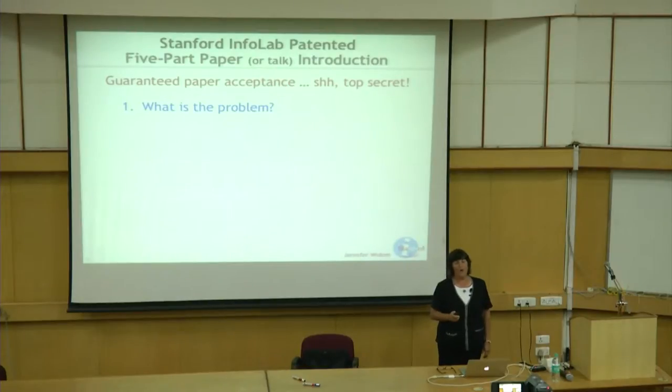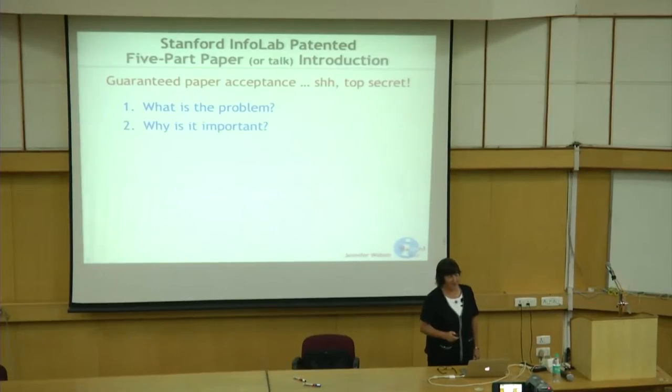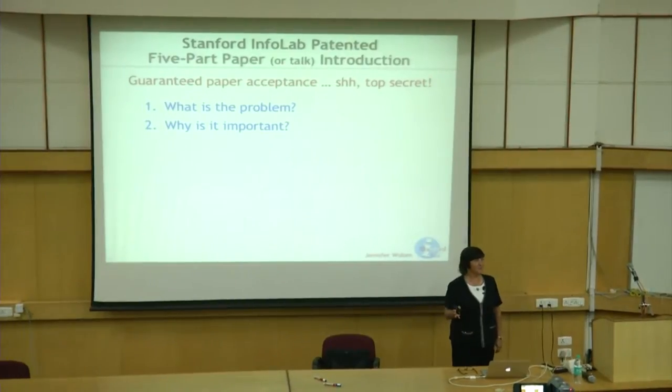So when you want to introduce a result, and this is typically, like I said, a paper or a talk, the first thing that you need to do is identify what the problem is that you're solving. It's surprising how many people forget to say what problem they're actually solving when they present a result. So what is the actual problem? Second, why is it important? Nobody wants to hear about a result if it's not important for any reason.